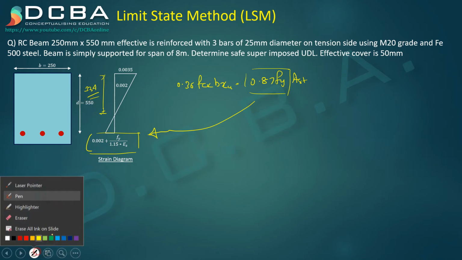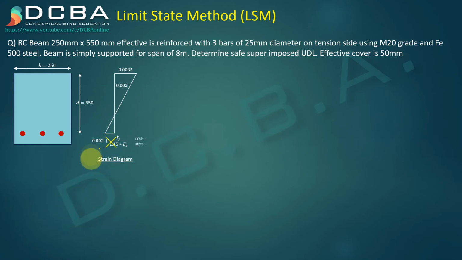Let me just erase everything. So this is a wrong value, since this strain occurs when the stress in steel is 0.87 Fy, and since in over reinforced sections the stress in steel does not reach 0.87 Fy, or rather the strain in steel does not reach this value. The strain in concrete reaches 0.0035. So we have some value of epsilon s as the strain in steel, and I want to find XU now.